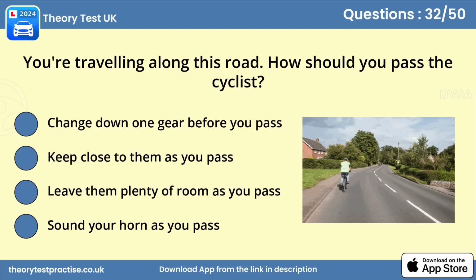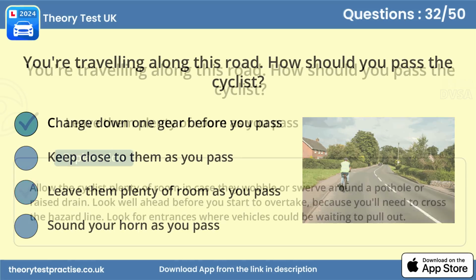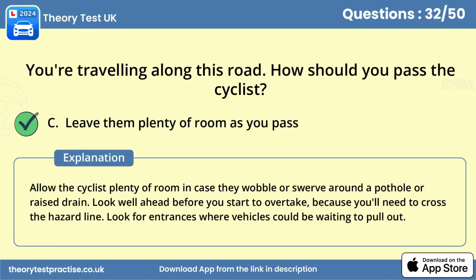Question 32. You're traveling along this road. How should you pass the cyclist? C. Leave them plenty of room as you pass. Allow the cyclist plenty of room in case they wobble or swerve around a pothole or raised drain. Look well ahead before you start to overtake, because you'll need to cross the hazard line. Look for entrances where vehicles could be waiting to pull out.